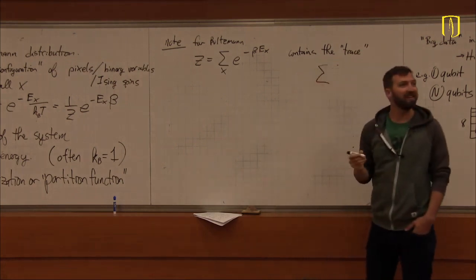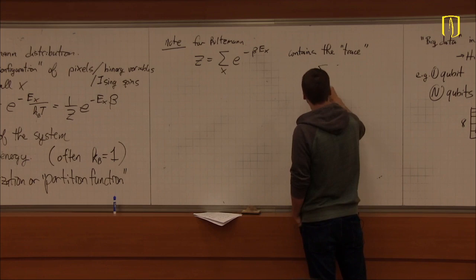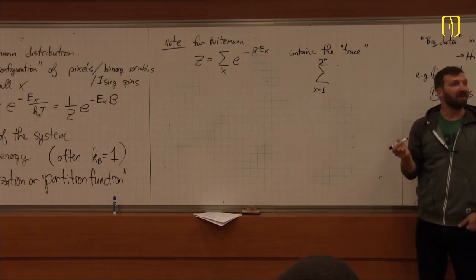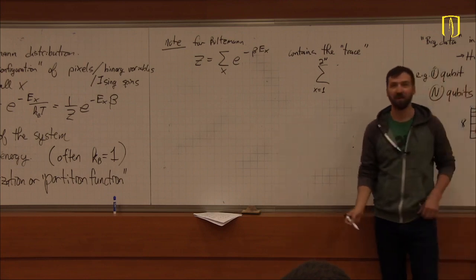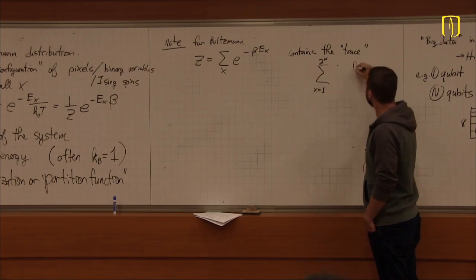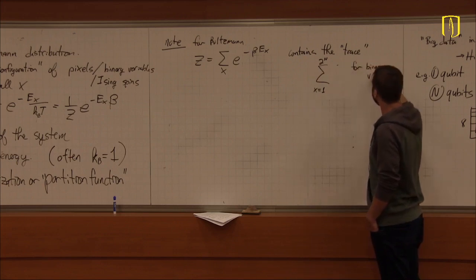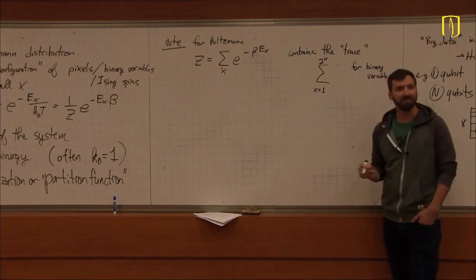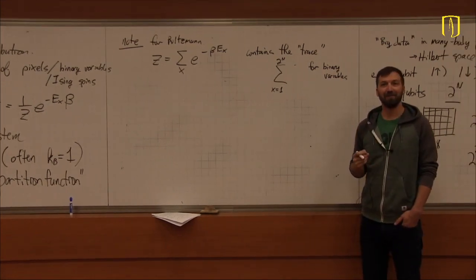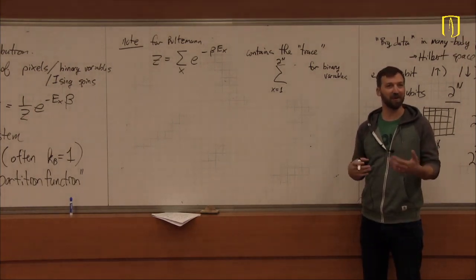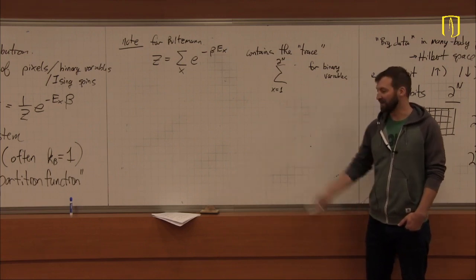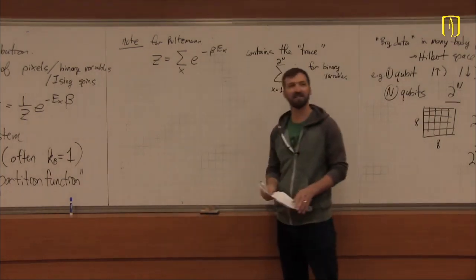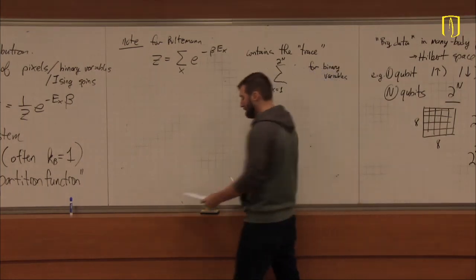So the trace is really, for a binary system, to abuse notation, a sum that runs over all possible states of the bits, or the qubits, if you will, from 1 to the size of the state space, which I have written as 2 to the N for binary variables. So the number of qubits in your quantum computer very drastically affects the computational complexity of this normalization. We'll come back to this several times.